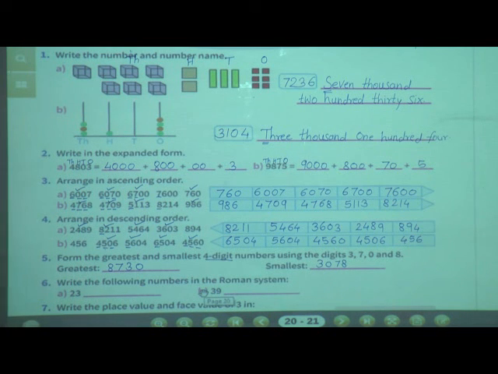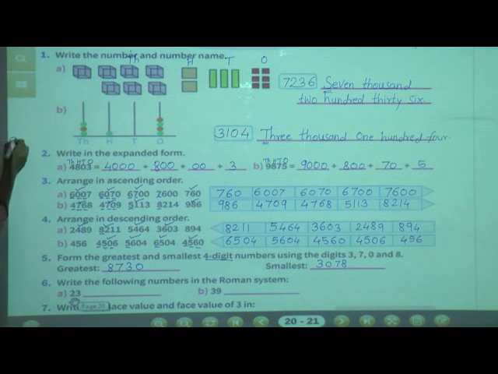Next, write the following numbers in the Roman number system. The number is 23. Now how will you write it in the Roman number system? While teaching the Roman number system, I told you what you have to do. First you have to split up the numbers. We will split up this 23 in this way.